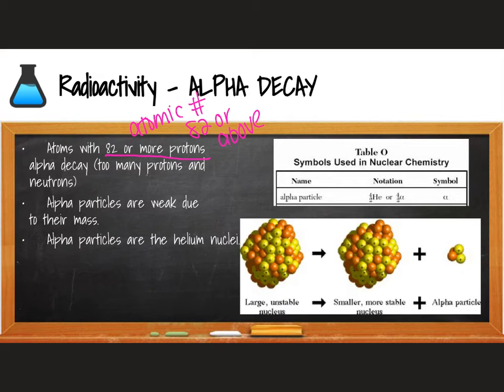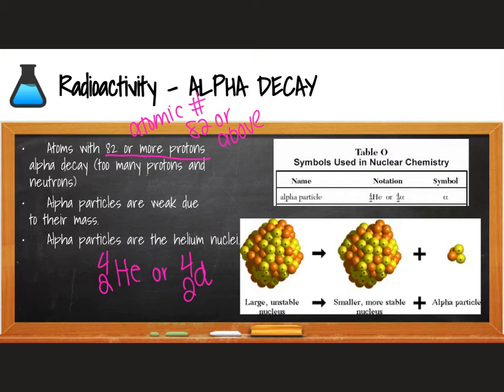It is likely going to undergo alpha decay because it's huge and it's got too many protons and too many neutrons. Alpha particles are very weak due to their mass being so large, and an alpha particle is the same as the helium nuclei. So if we were to draw our alpha particle, it could look like the helium nucleus because it has the same number of protons and neutrons, or we can draw it as the alpha symbol. Okay, it's just like a weird looking A.